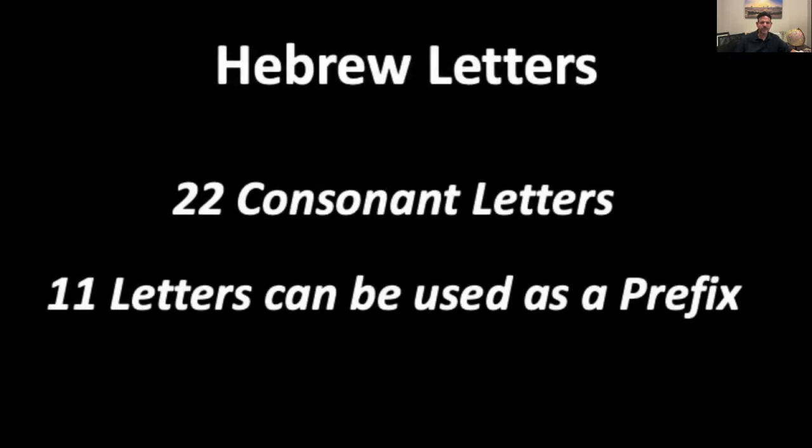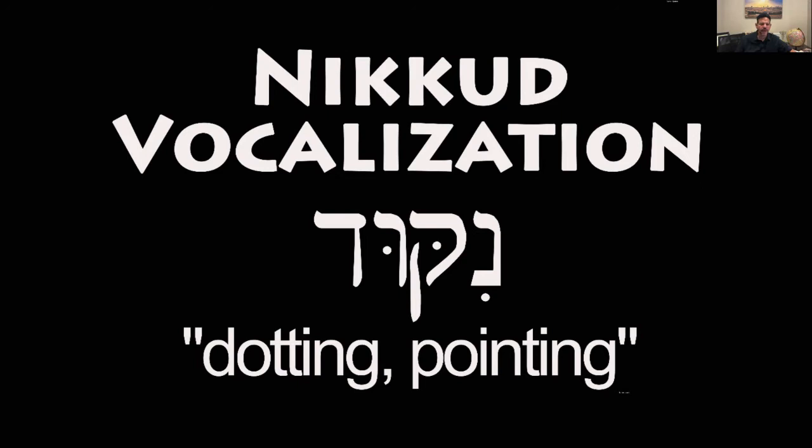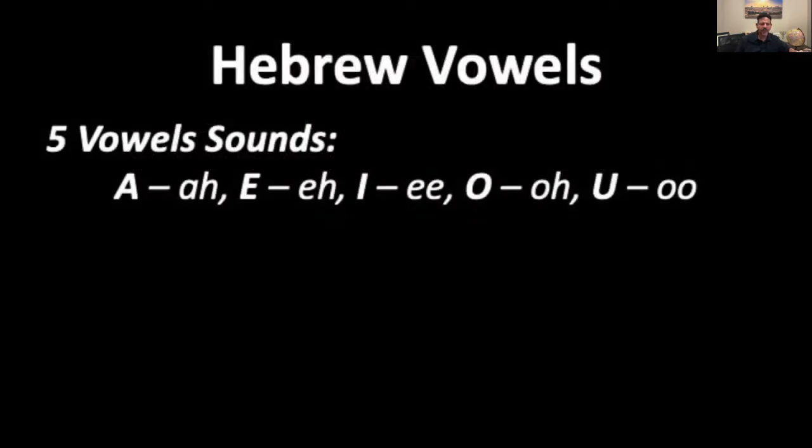That includes the 22 consonant letters, which we've learned before that half of them can be used as a prefix. The 22 letters also have a nikud vocalization that goes along with them. The little dots and dashes are pointings that point you to the sound that you should pronounce with each consonant letter. Of course, we have our traditional A, E, I, O, and U vowels, but we're going to sound them as A, E, O, U. So that's going to be the sound of our vowels.